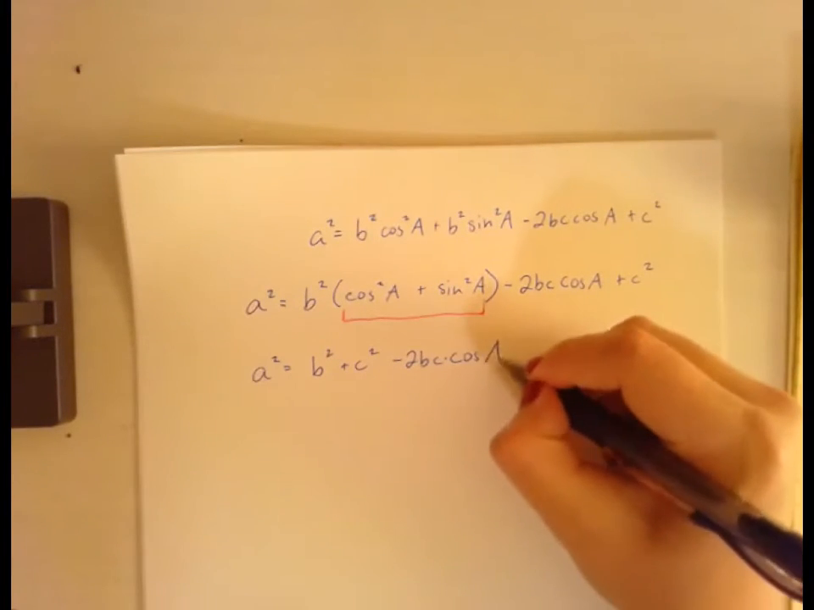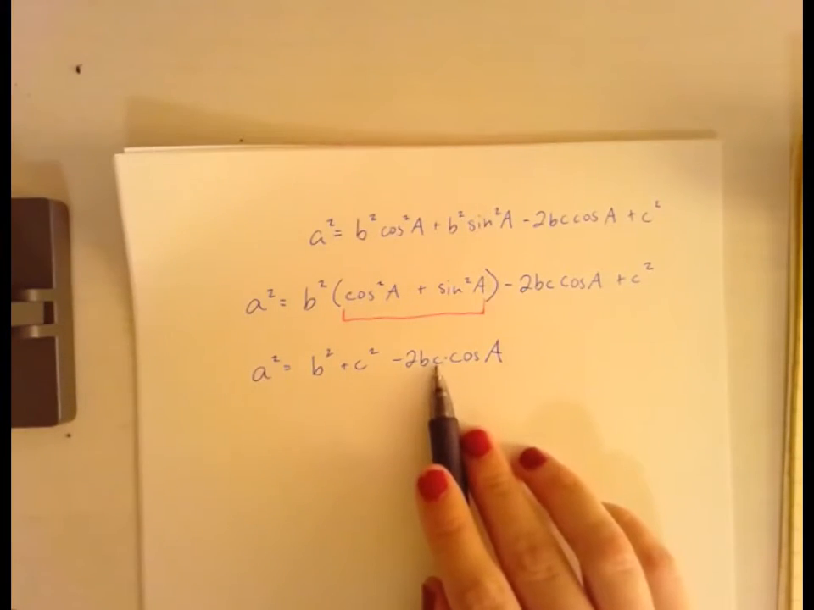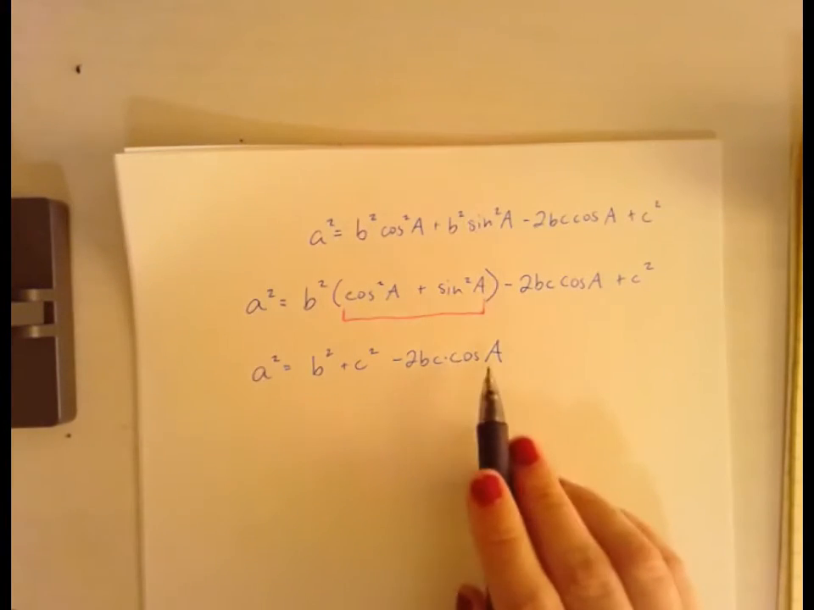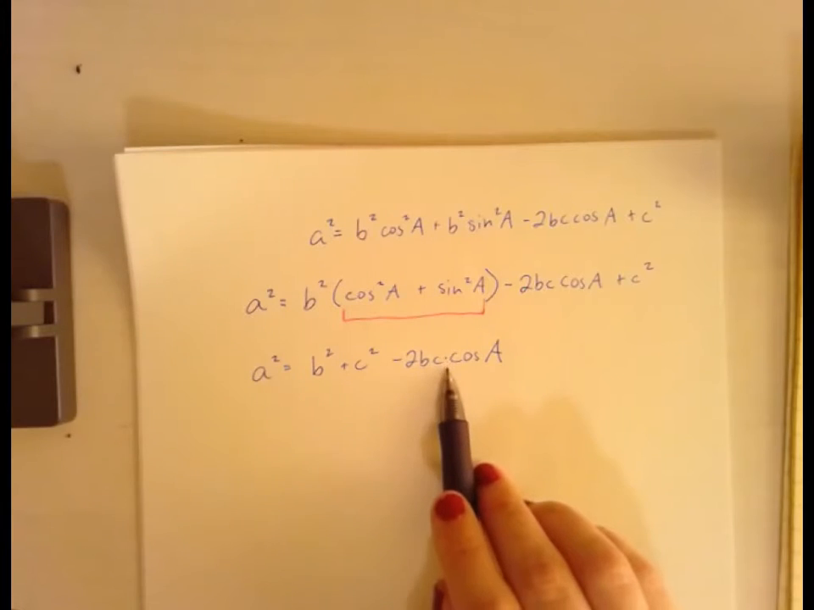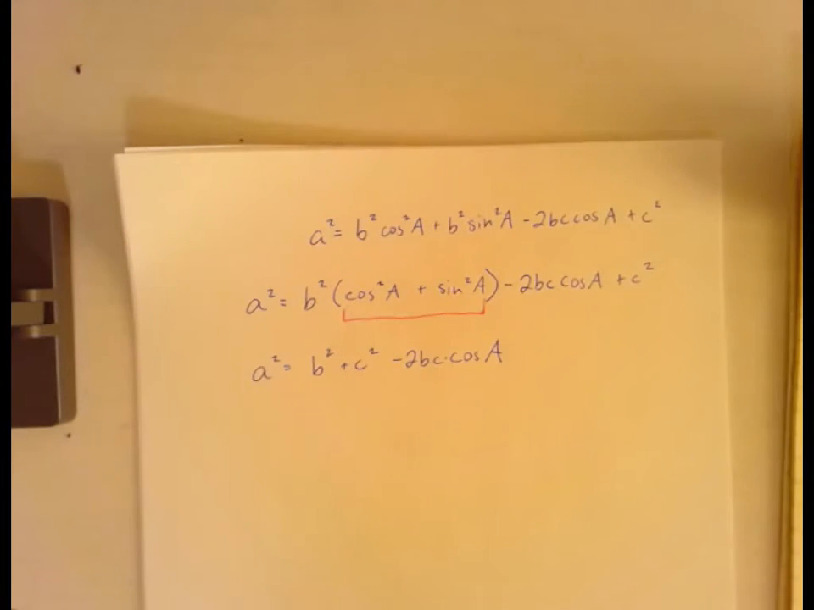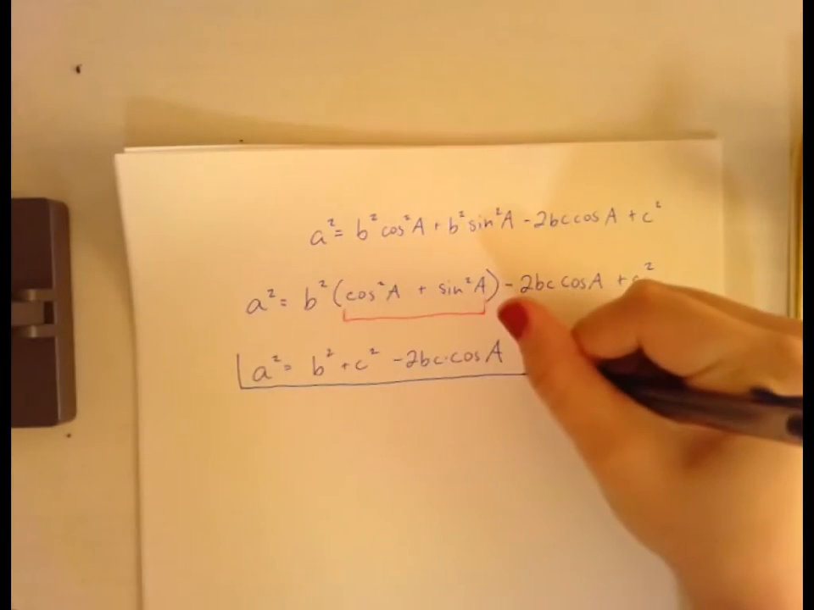cosine a. And if writing c and then cosine is a little trippy for you, you can separate it with a little multiplication symbol. That's what I've been doing. And what we've done is we've just arrived at the first law of cosines, right? The first equation. Right there. Pretty cool stuff.